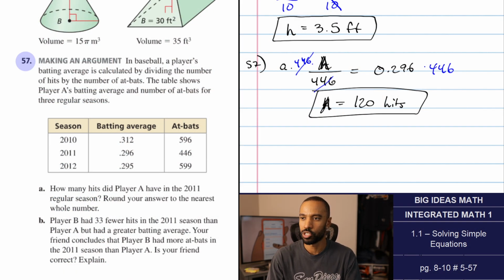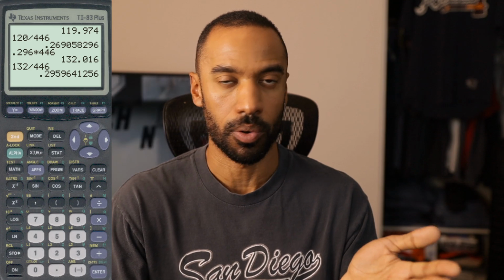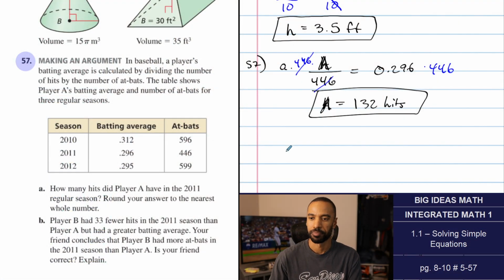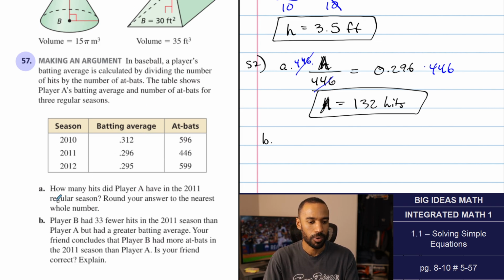Oh, I put 269. Hold on, let me do this again. 296 times 446. Good thing I went back. Okay, 132. I'm sorry, let me go back. 132 hits. Let's say that again. It's not roughly 132 hits. It's that when you take 132 and divide it by 446, you get roughly that batting average, which on the back of the player card is going to say 296. So that's the idea there. See, that's why we double check, guys. It shows right there why we do that.